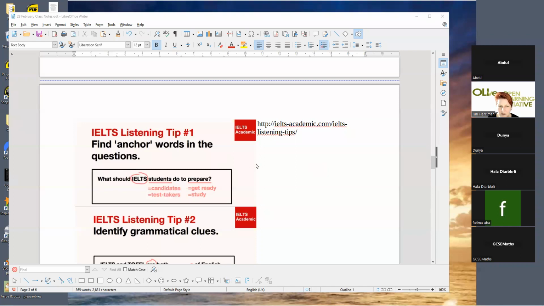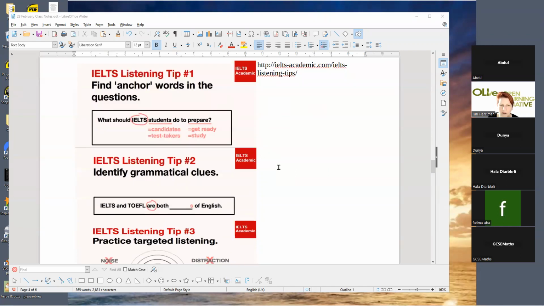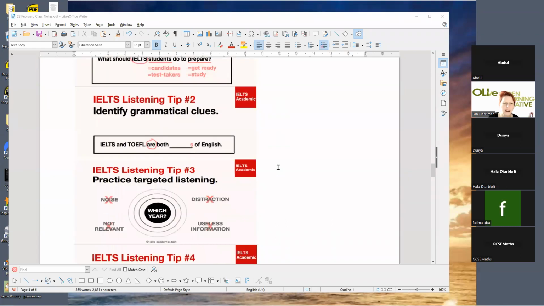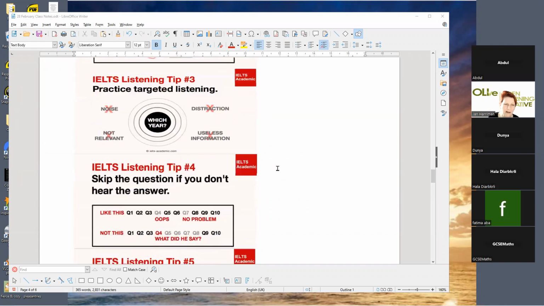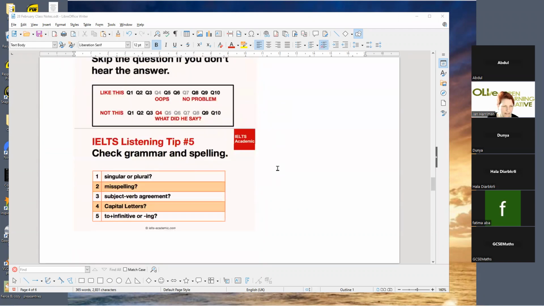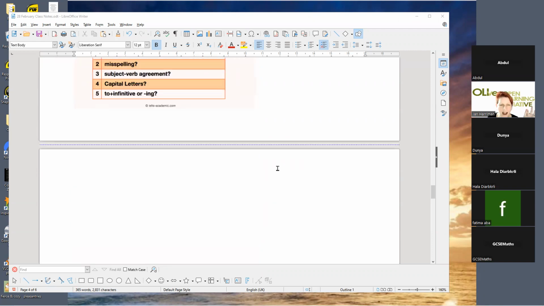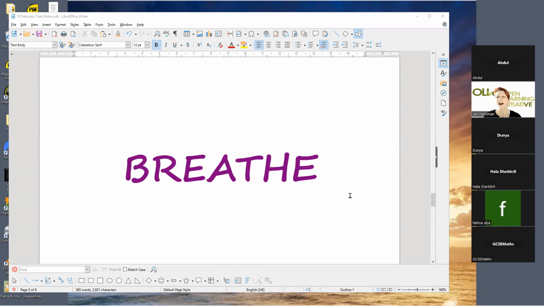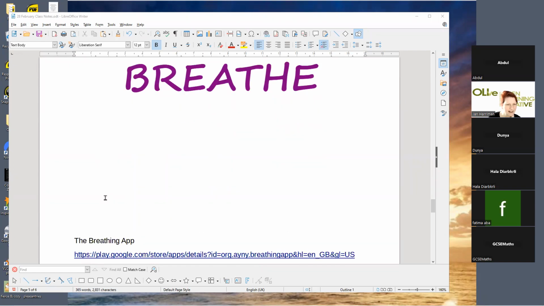We're going to read those questions. We're going to find the answers. We're going to find grammatical clues. We are going to practice listening, of course, and check all of our answers. And remember to take a big deep breath whenever we feel tense. All right. Very good. Okay.